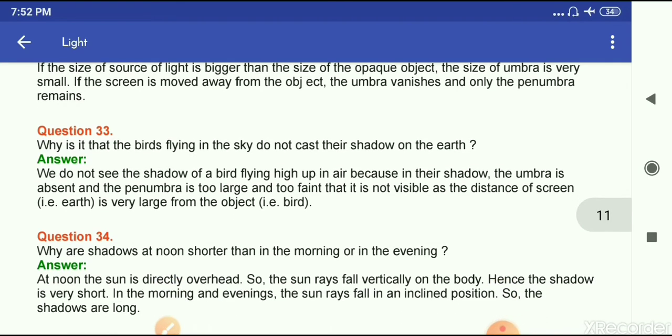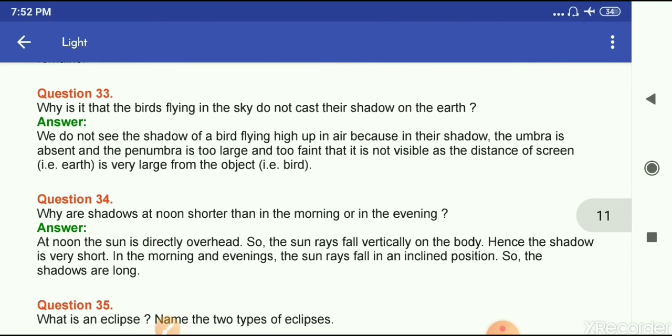Question number 33. Why is it that the birds flying in the sky do not cast their shadow on the earth? Answer. We do not see the shadow of a bird flying high up in the air because in their shadow the umbra is absent and the penumbra is too large and too faint that it is not visible, as the distance of the screen is very large from the object.